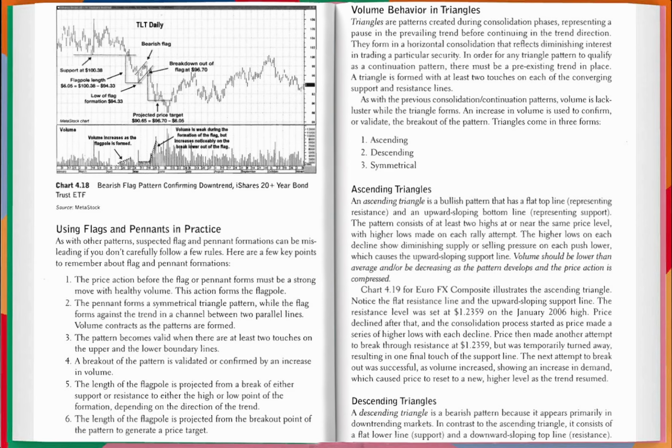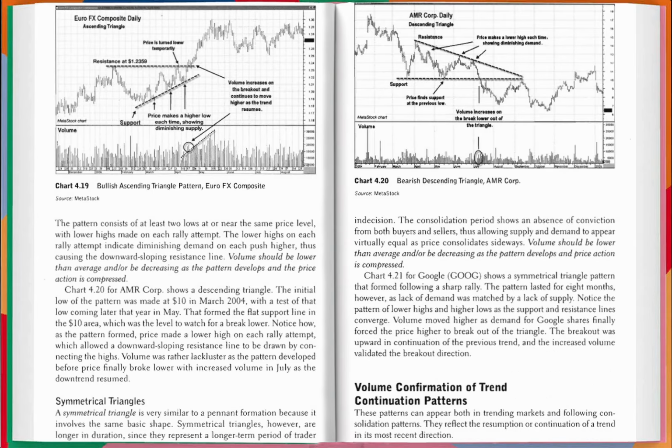A descending triangle is a bearish pattern because it appears primarily in downtrending markets. In contrast to the ascending triangle, it consists of a flat lower line support and a downward sloping top line resistance. The pattern consists of at least 2 lows at or near the same price level, with lower highs made on each rally attempt. The lower highs on each rally attempt indicate diminishing demand on each push higher, thus causing the downward sloping resistance line.